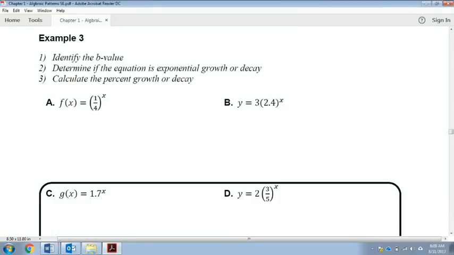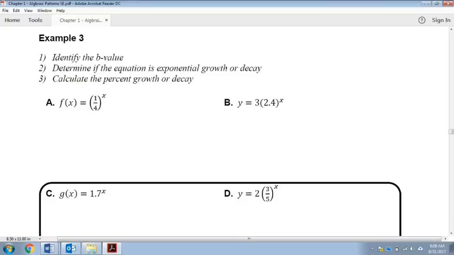Alright, example 3. They say you want to do 3 things. 1. Identify the b-value. 2. Determine if it's growth or decay. 3. Calculate the percent growth or decay. So identify the b, determine if it's growth or decay, calculate the percent growth or decay.